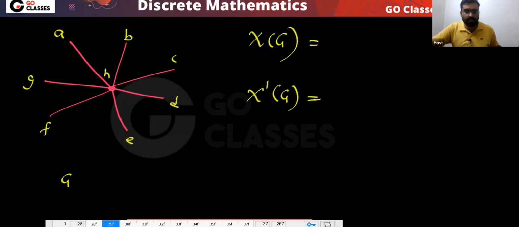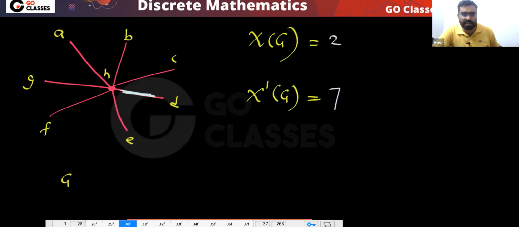Yes. So what is the chromatic number here? The chromatic number is very simple. You can give one color here, like white, and all these you can give the same color, like red. So the chromatic number is actually 2. The chromatic number is 2, but what is the edge chromatic number? Here you can notice that we cannot reuse any color, so that will be 7. So this will be 2 and this will be 7.